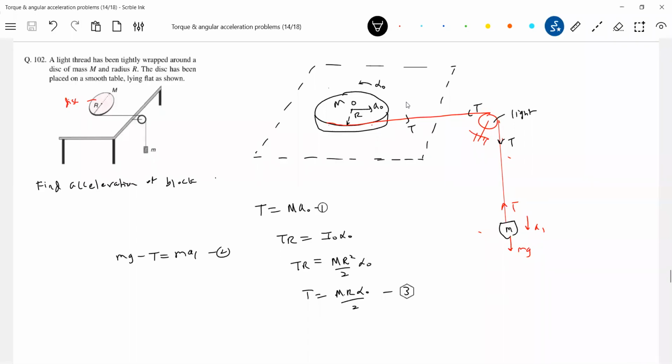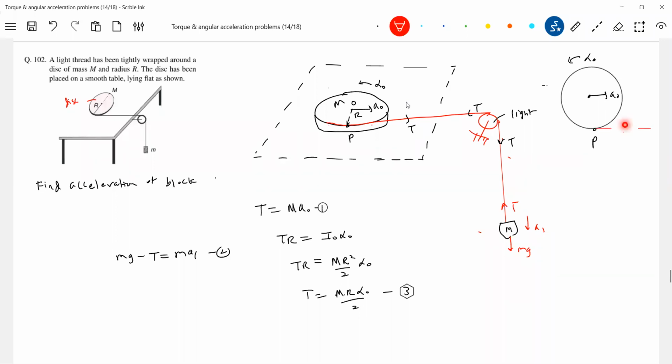I'll go for the string: the acceleration of this point. Acceleration of point P should be equal to the acceleration of the block. So what is the acceleration of point P? I'll give a plain diagram. At least try this: this is a naught, this is alpha naught, and this is point P.